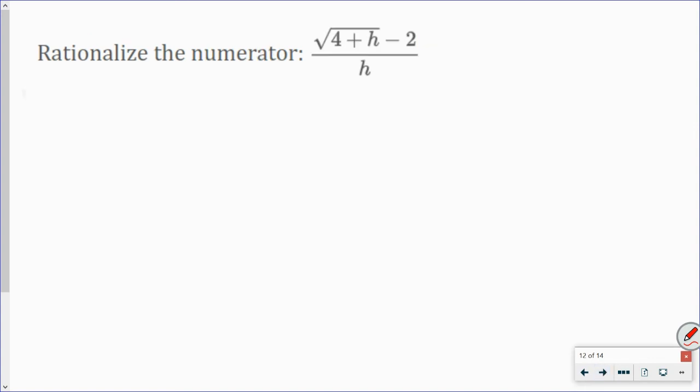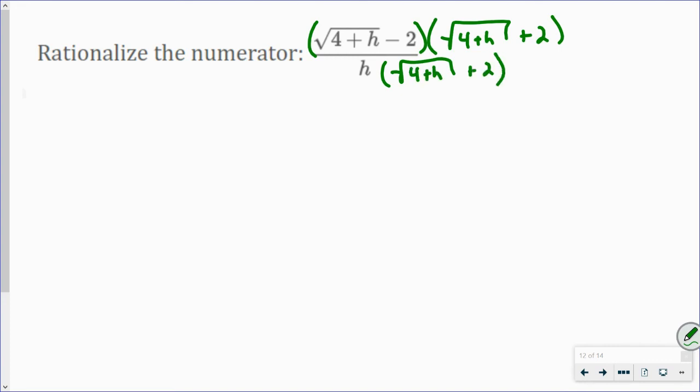Now, here they want us to rationalize the numerator. Okay, this is the numerator. They want us to get the radical off the top. If I get it off the top, I'm going to put it to the bottom. So in order to do that, you can use u substitution here if you want to make it smaller. But you're going to take this times the conjugate, which is radical 4 plus h plus 2. In the bottom, radical 4 plus h plus 2.